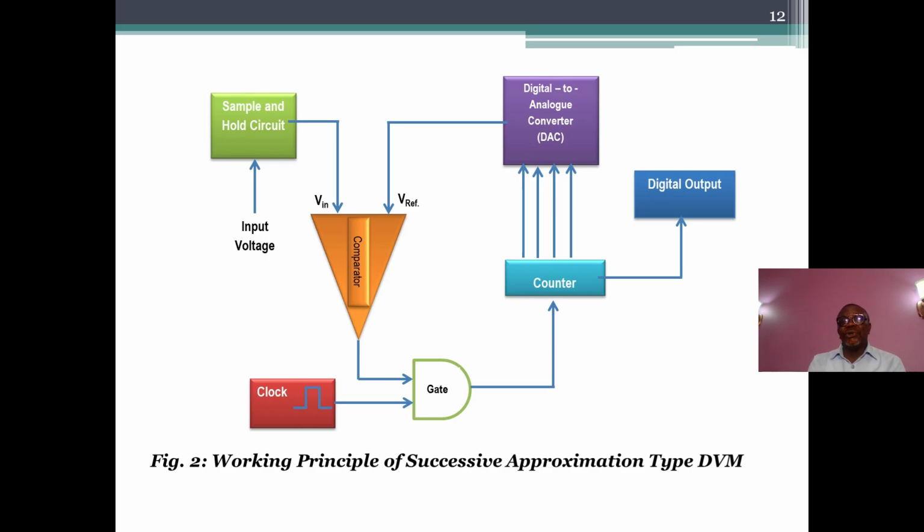So it will continue until, at the end of the sequence, what is contained in the counter is displayed at the digital output. That is the closest approximation of the input voltage that is coming into the system. That is how the successive approximation method of analog to digital converter works.